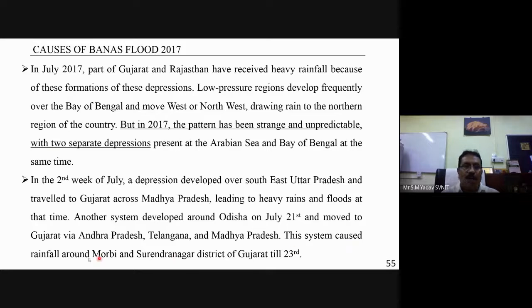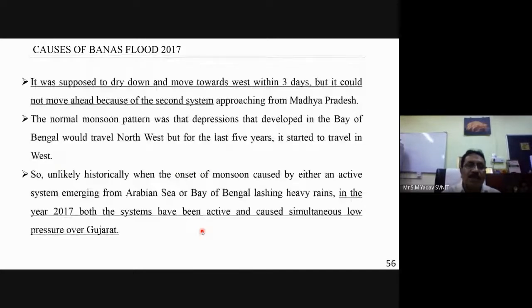This system caused rainfall around Morbi and Surendranagar district of Gujarat till the 23rd. So this system developed on the 21st and continued rainfall till the 23rd. This resulted in extreme rainfall. It was supposed to dry down and move towards the west within 3 days, but it could not move ahead because of the second system approaching from Madhya Pradesh. The normal monsoon pattern was that depressions developed in the Bay of Bengal would travel northwest, but for the last 5 years, they have started to travel west.